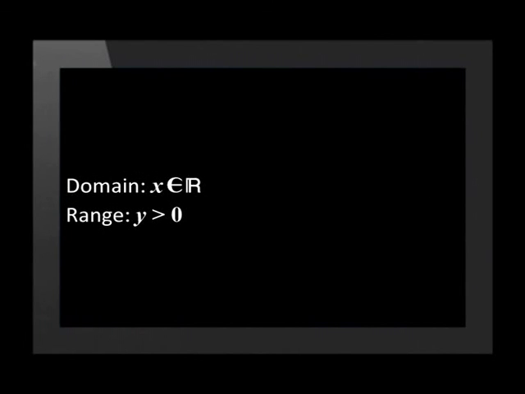And finally, the domain of the function is defined for x as an element of the real numbers, and the range of the function is y is greater than 0.